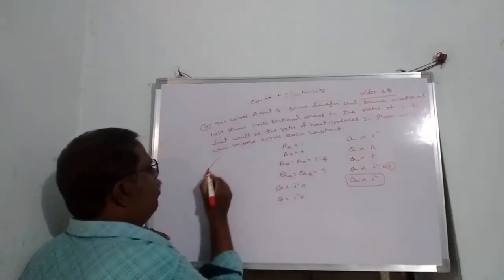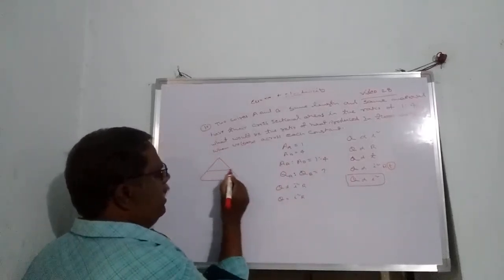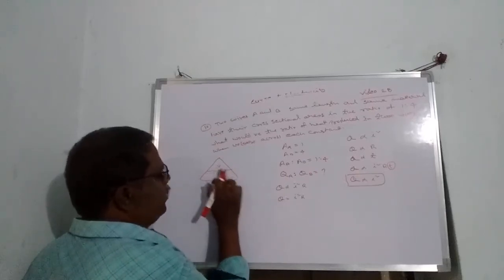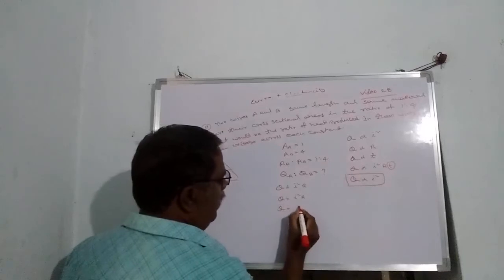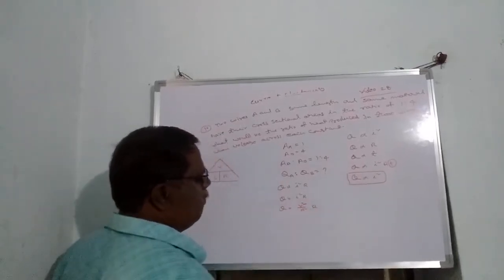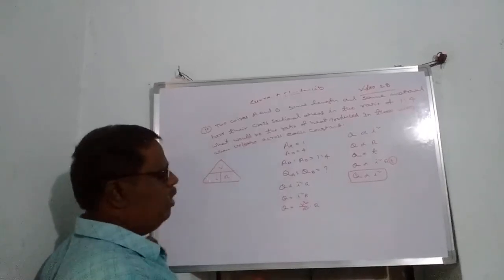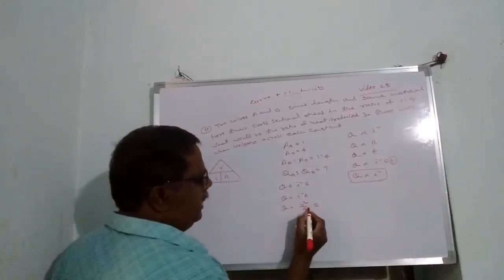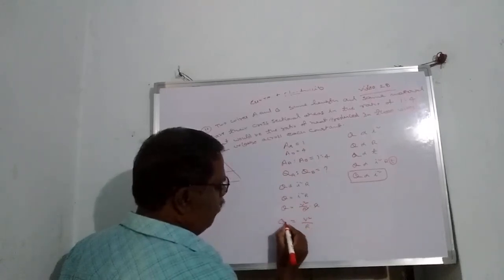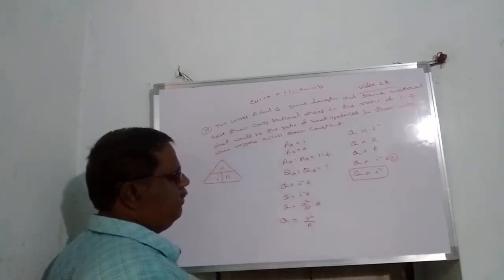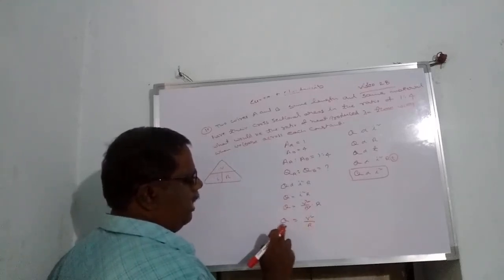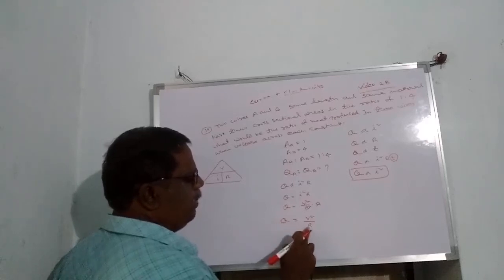From Ohm's law, the magic triangle V, I, R, I is equal to V by R. So I square R becomes V square by R square into R. Applying Ohm's law for this I, it cancels and becomes V square by R. The quantity of heat Q is equal to V square by R. That means Q and R are inversely proportional.